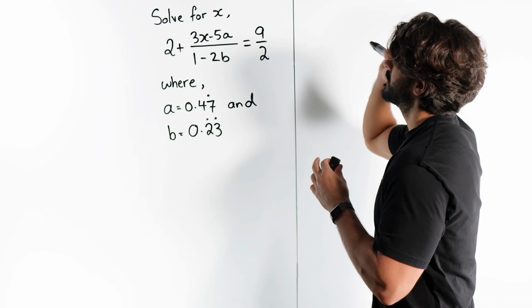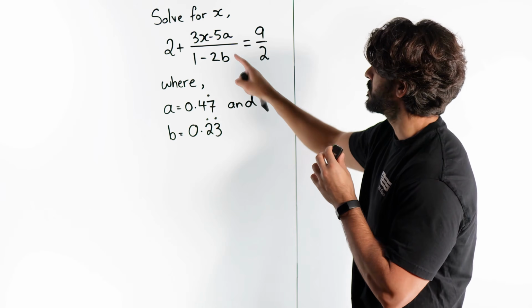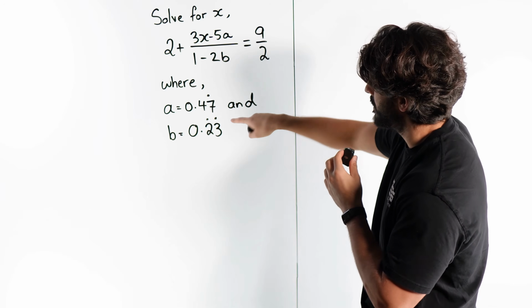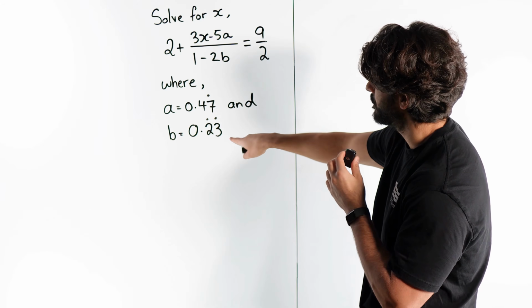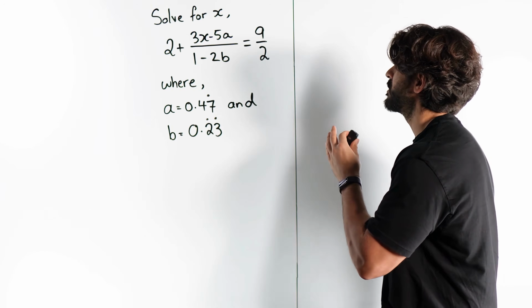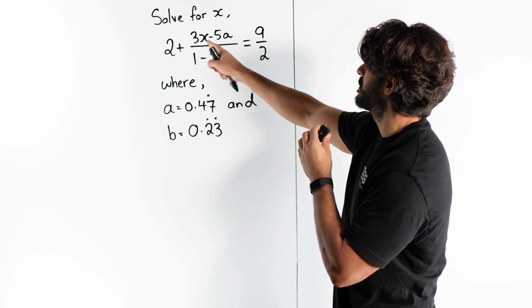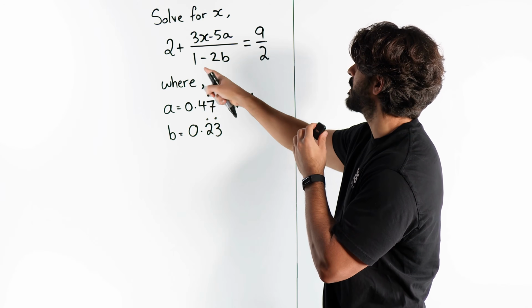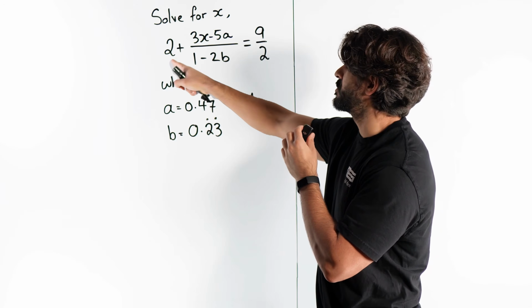So, in my opinion, what we should do is rearrange for x first, get some expression in terms of a and b, then convert these to decimals, and then simplify. Okay? So, how do you rearrange for x here? What happened to x? We multiplied it by 3, we subtracted 5a, we divided the whole thing by 1 minus 2b, then we added 2.